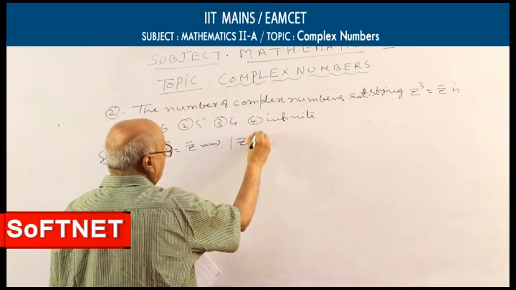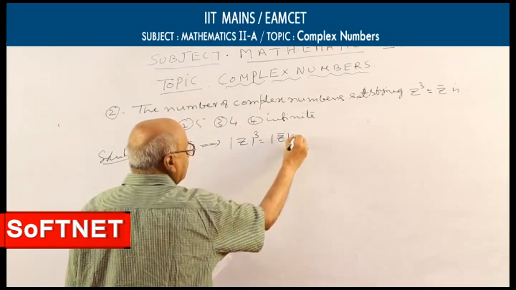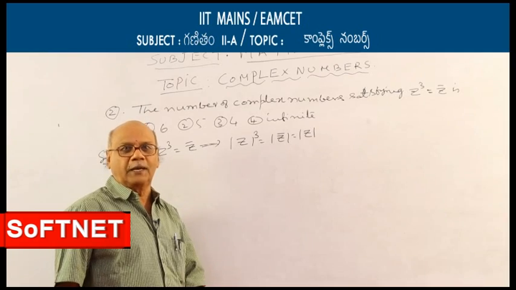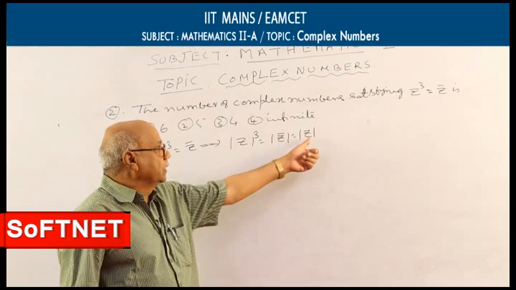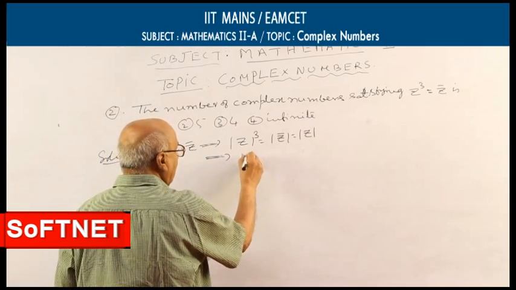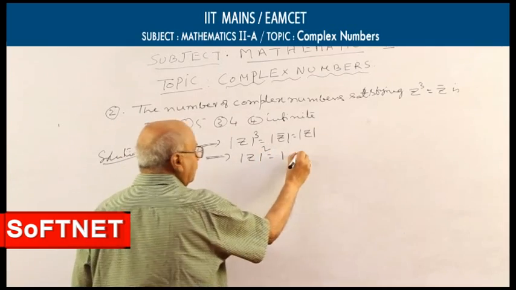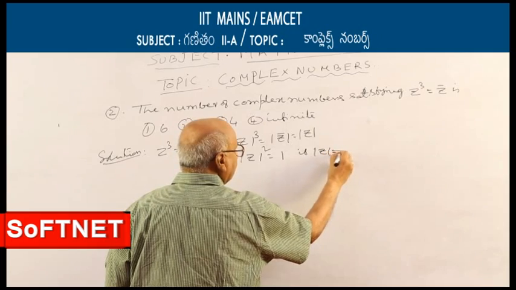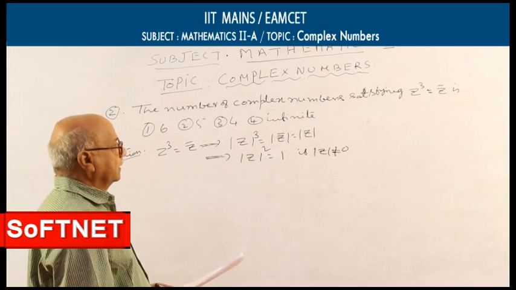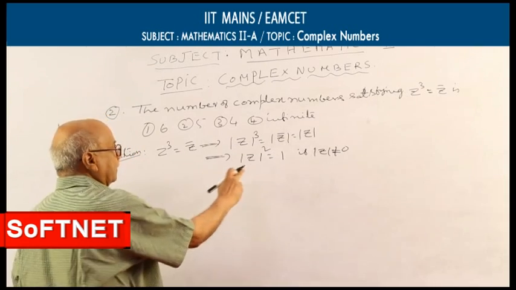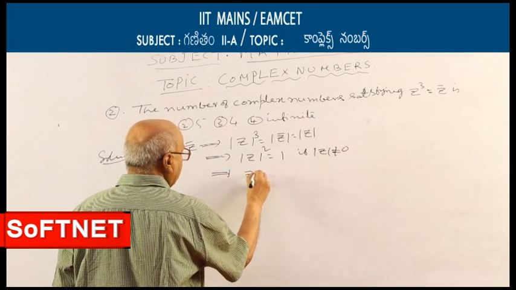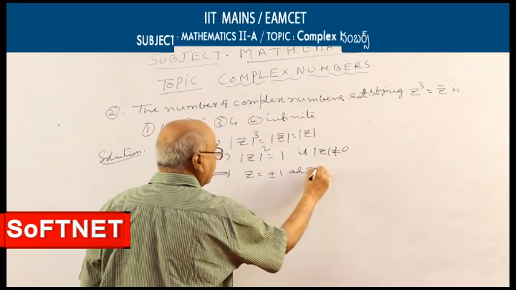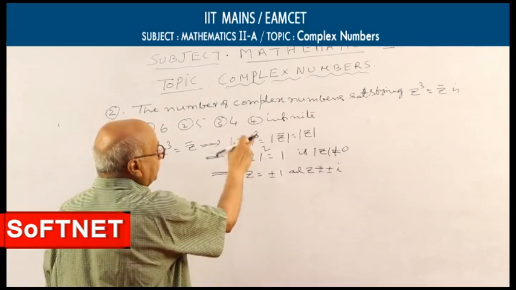This implies mod Z whole cubed is equal to mod Z bar, and you know that modulus of Z is the same as modulus of Z bar, which is the same as modulus of minus Z. So mod Z bar is equal to mod Z. This implies mod Z whole square is equal to 1, if mod Z is not equal to 0. This implies that Z is equal to plus or minus 1 and Z is equal to plus or minus i. And of course, mod Z is equal to 0.